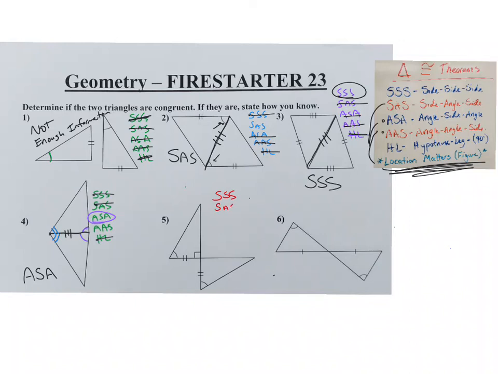Side, angle, side. Angle, side, angle. Angle, angle, side. Hypotenuse, leg. I see a 90, so it could be hypotenuse, leg. I see angles too, so I know it's not side, side, side. Now here's how I know that it's not hypotenuse, leg. Even though it has a 90-degree angle, this is the hypotenuse.